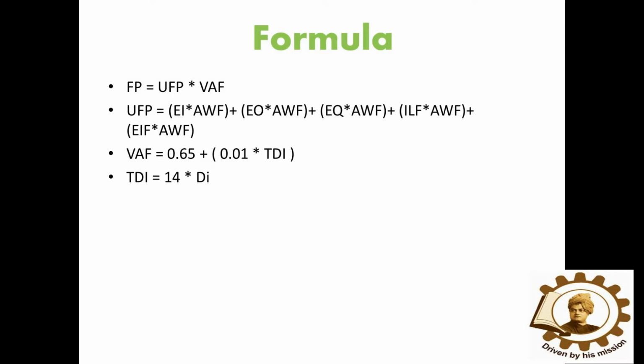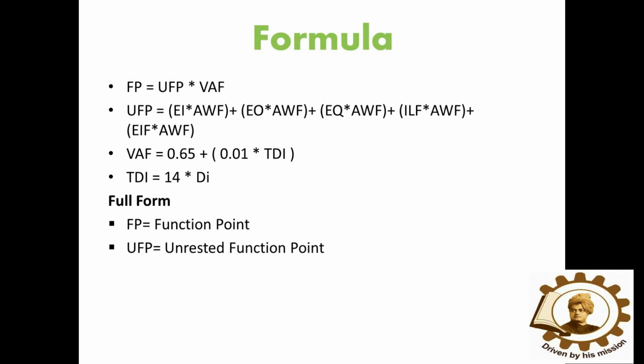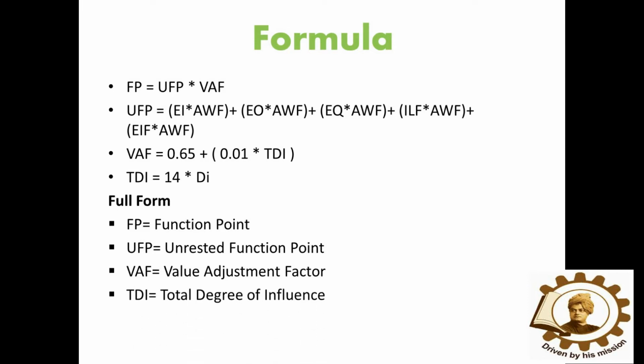Now the full form of every abbreviation we have used in our formula. First, FP. FP means function point. Next is UFP. UFP means unadjusted function point. Next, VAF, value adjusted factor. TDI, total degree of influences. And last of all, DI, degree of influences.